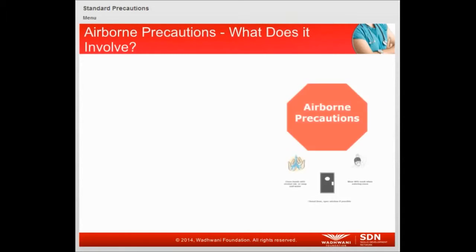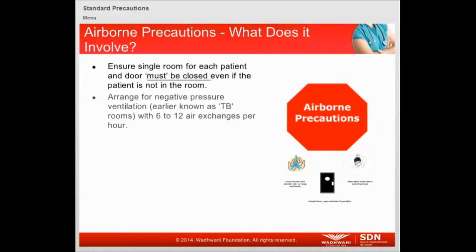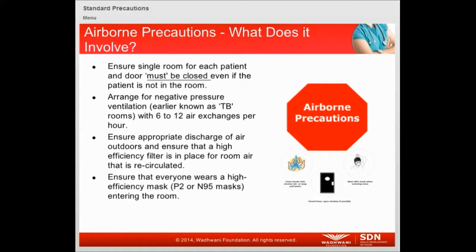Let's understand what airborne precautions involve. Single room for one patient and the door must be closed even if the patient is not in the room. Arrange for negative pressure ventilation, earlier known as TB rooms, with 6 to 12 air exchanges per hour. Ensure appropriate discharge of air outdoors, or ensure that a high efficiency filter is in place for room air that is recirculated. Everyone wears a high efficiency mask, P2 or N95, upon entering the room. The patient must wear a surgical mask if needed to be transported.